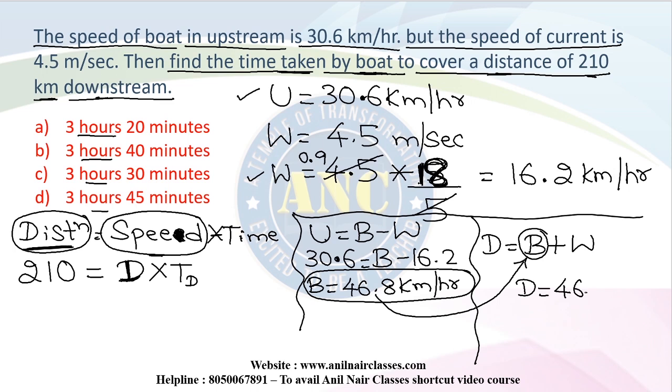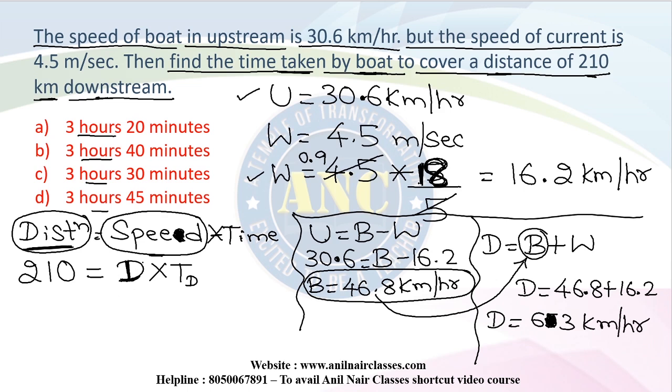So it is 46.8 plus W value is 16.2. So 46 plus 16 is 64. 0.8 plus 0.2 is 1. So downstream speed is 65 kilometers per hour, right? Sorry, 46 plus 16 is 62, right? Not 64. I'm sorry for that. 46 plus 16 is 62 plus 0.8 plus 0.2 is 1. It is 63 kilometers per hour is the downstream speed.